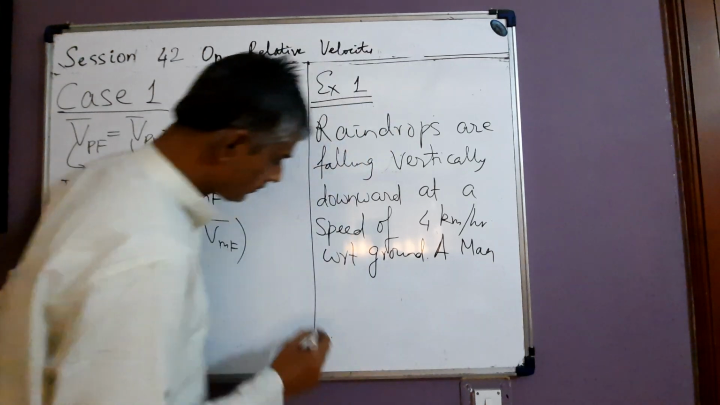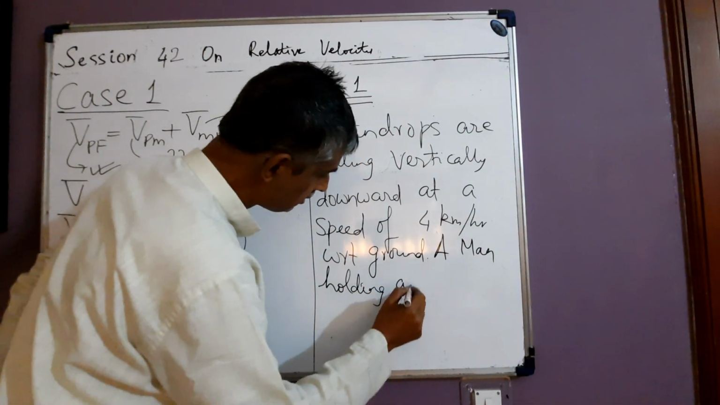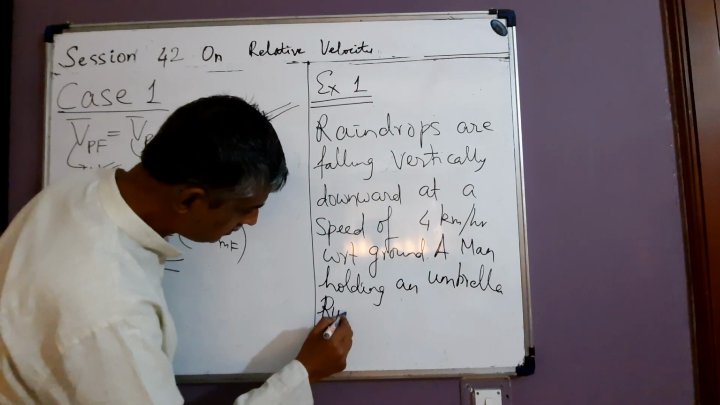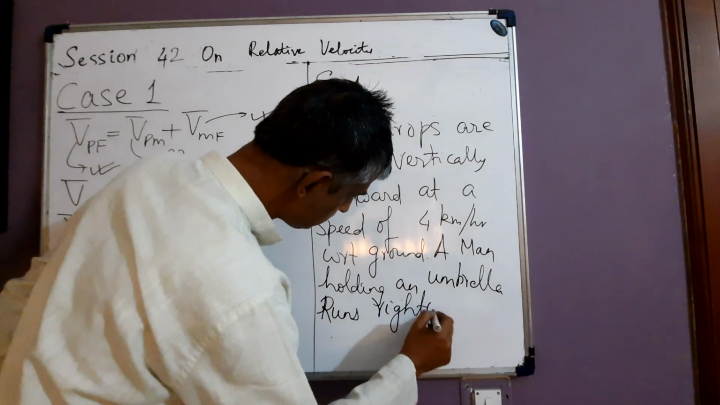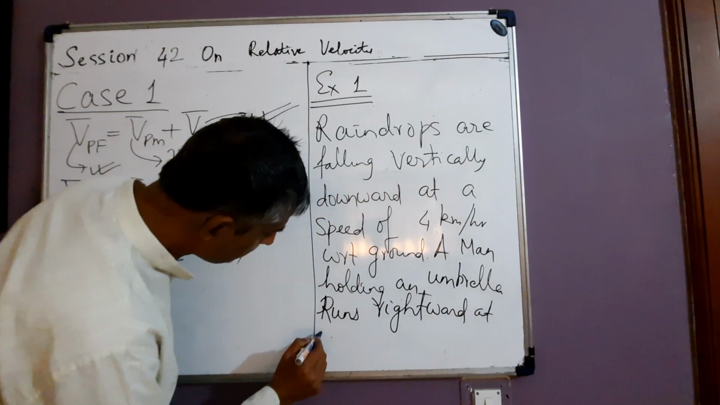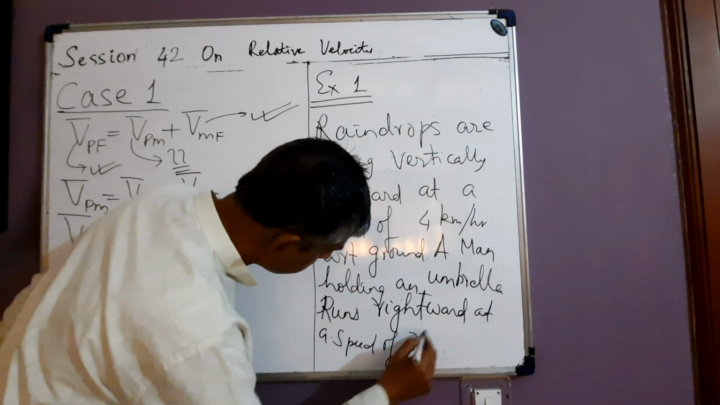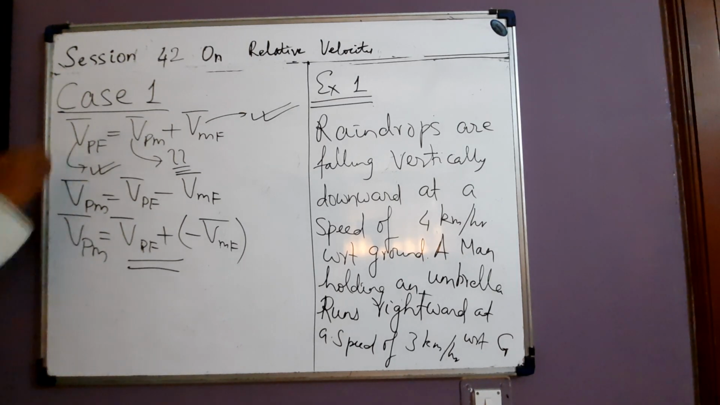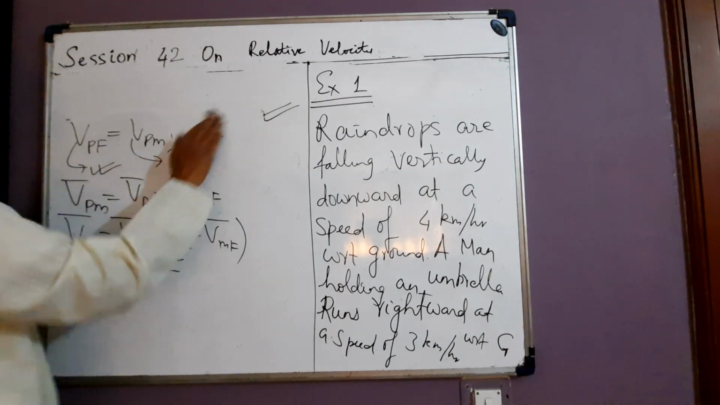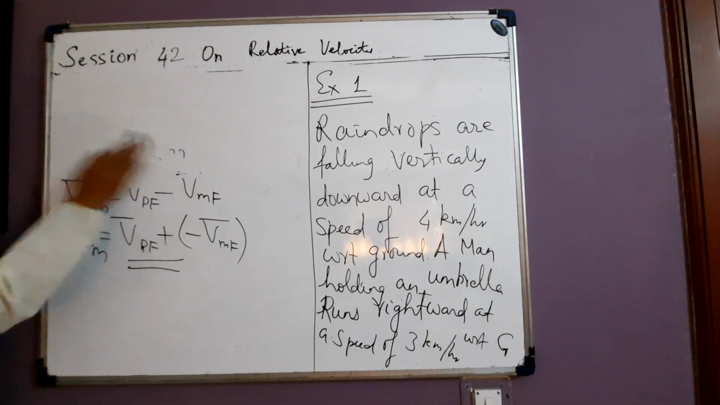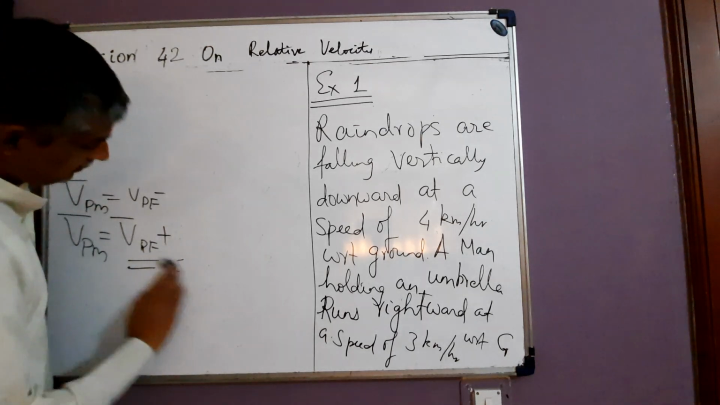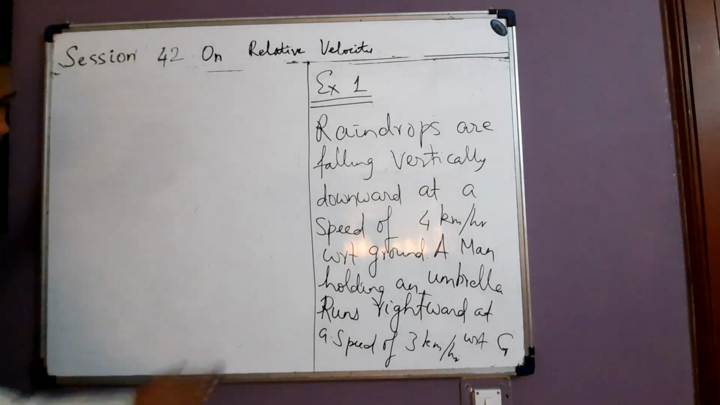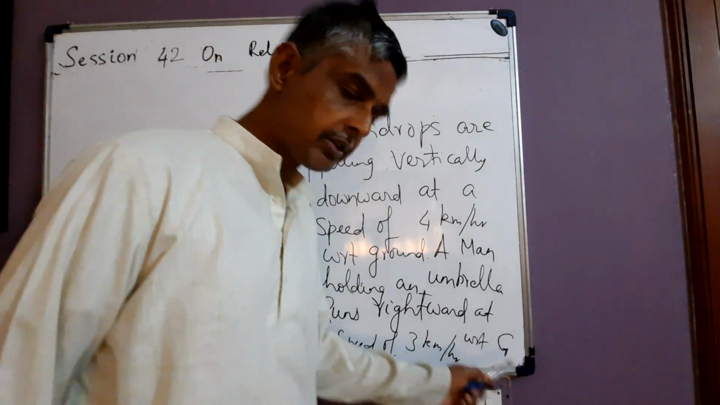A man holding an umbrella runs rightward at a speed of 3 km per hour with respect to G, G meaning ground.